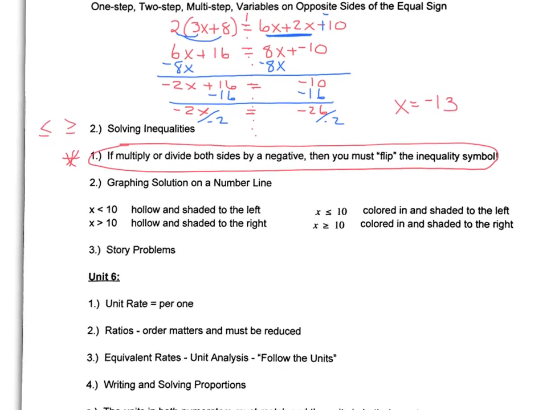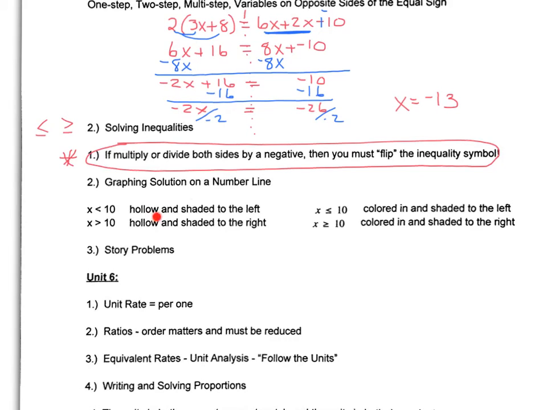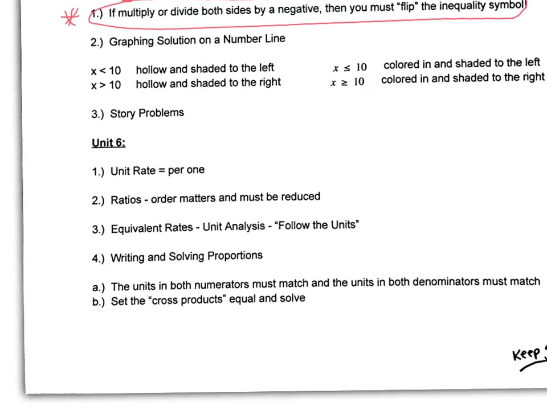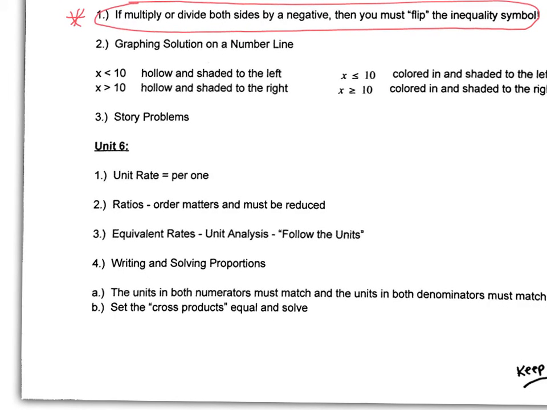All right, we talked about graphing. You should know when to make it hollow and when to color it in. And you should know whether to shade it to the left or to the right. And if you don't, then come ask me. And finally, we get to Unit 6. A couple key points. Unit rate means per 1. Ratios, you have to pay attention to what order you put it in, and you have to reduce. Equivalent rates, we did that unit analysis where we followed the units. And then finally, we wrote and solved proportions.